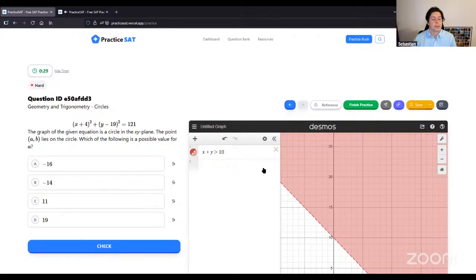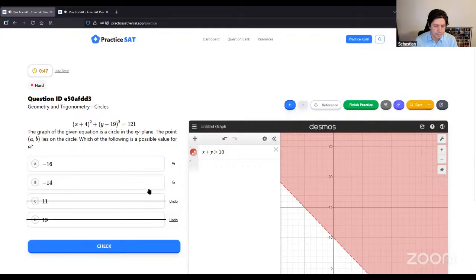Okay. So these together have to be 121. Right? So if you plug in 11 plus 4 squared, that's already more than 121. That's too big. 19 plus 4 is already too big. Negative 16 plus 4 gets us 12, and 12 squared is going to be too big. Negative 14 is going to be exactly, radius is 11.